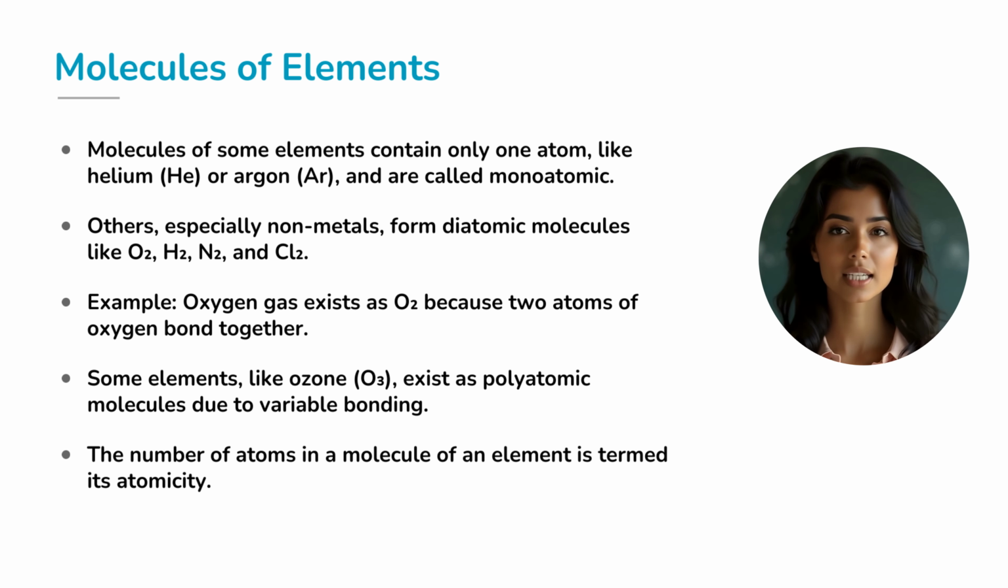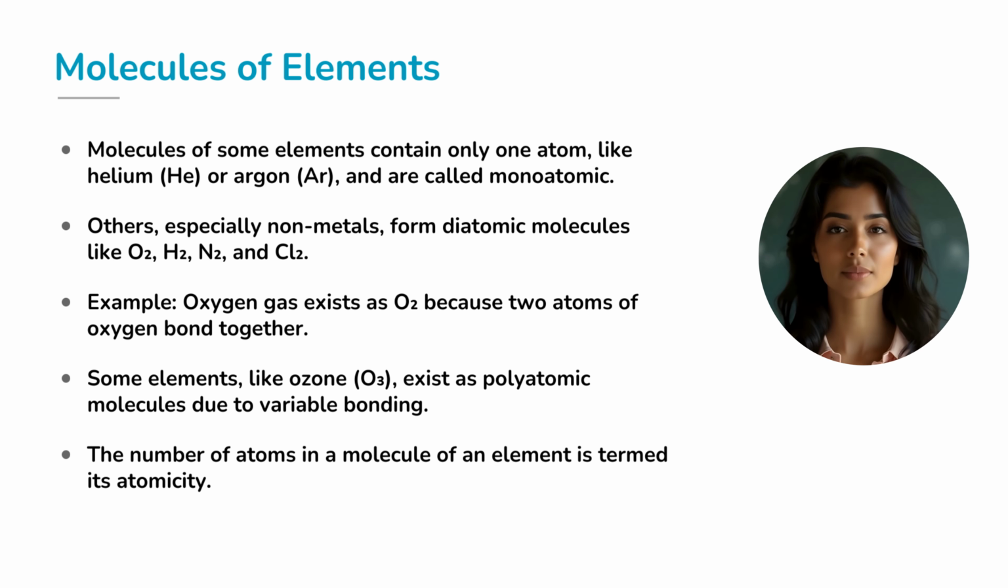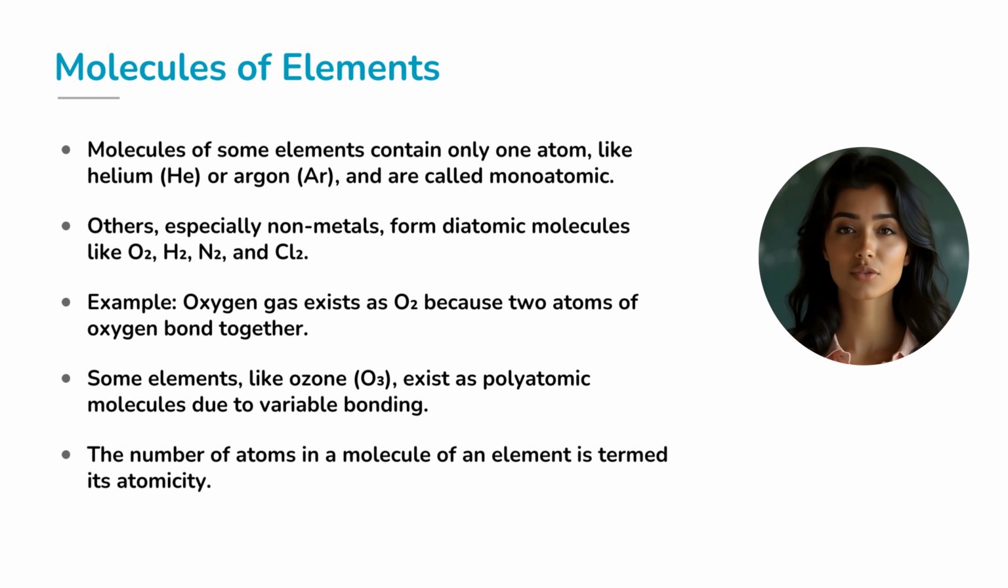Some elements, like helium or argon, exist as monoatomic molecules, that means they float around as single atoms. Others, like oxygen, hydrogen, nitrogen, and chlorine, are diatomic, they always travel in pairs. For instance, oxygen is written as O2, hydrogen as H2. And some elements go even further. Ozone is made of three oxygen atoms, we write that as O3. Sulfur can form long chains, making it polyatomic.